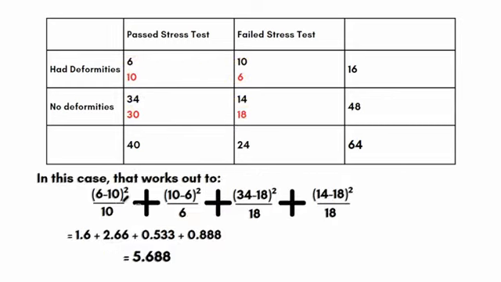Now, I have the math here of 6 minus 10 and so on. I'm not going to explain it all, but our observed values are placed into each one of these, then we subtract the expected for each respective cell, square it, and divide by the expected, and it adds up to 1.6, 2.66, 0.533, and 0.888. All added up, we get 5.688, and that will be our chi-square statistic.